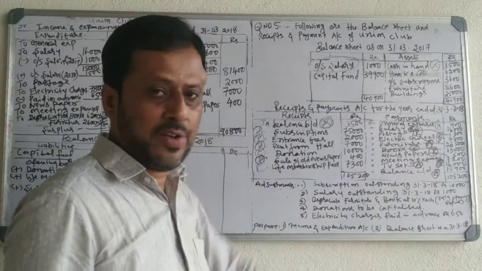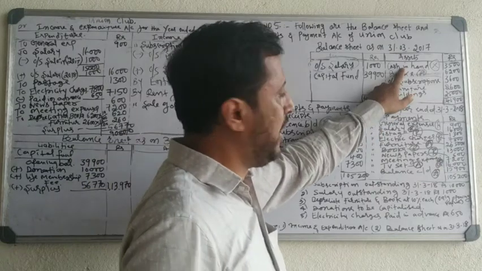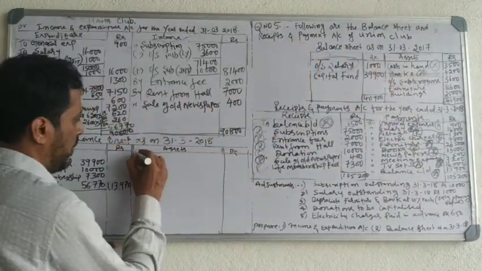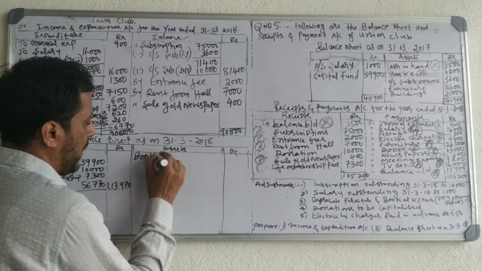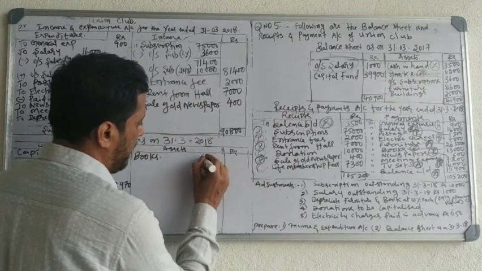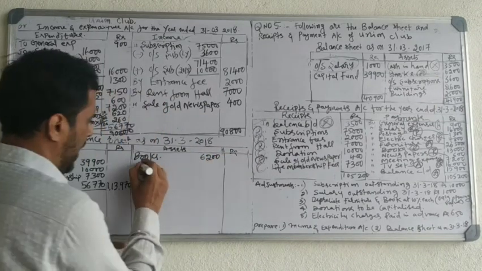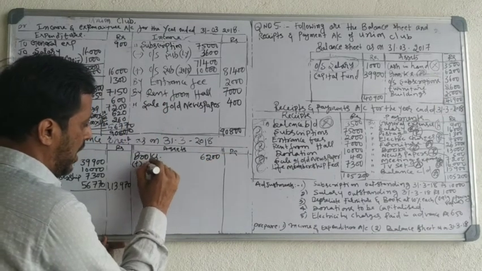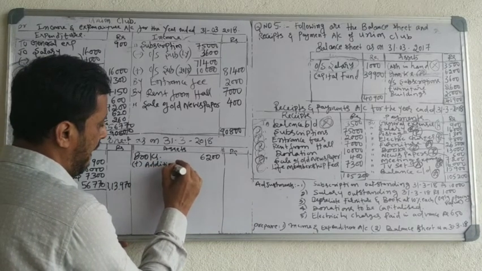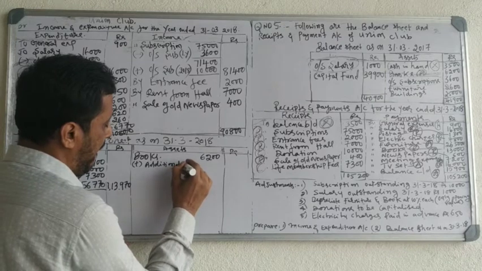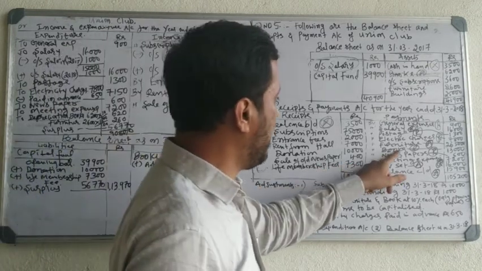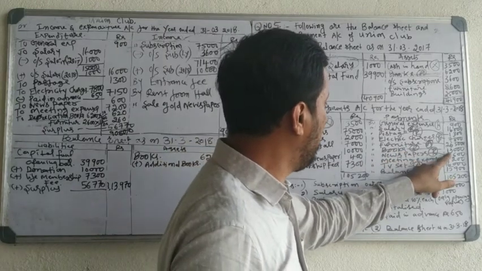Now go to the asset side. Asset side, cash in hand. Don't take it. This is last year cash. Books. How you have to write the books? Books is 6,200. Add additional books. Additional books they have purchased here, worth rupees 13,000.